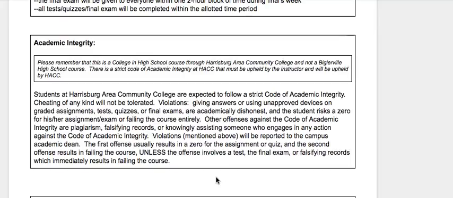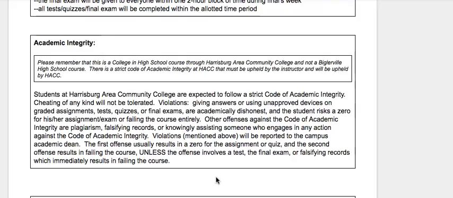Academic integrity. Students at Harrisburg Area Community College are expected to follow a strict code of academic integrity. Cheating of any kind will not be tolerated. Violations of the academic integrity code, like giving answers or using unapproved devices on graded assignments, tests, quizzes, or final exams, are academically dishonest, and the student risks a zero for his or her assignment or exam or failing the course entirely. Other offenses against the Code of Academic Integrity are plagiarism, falsifying records, or knowingly assisting someone who engages in any action against the Code of Academic Integrity.